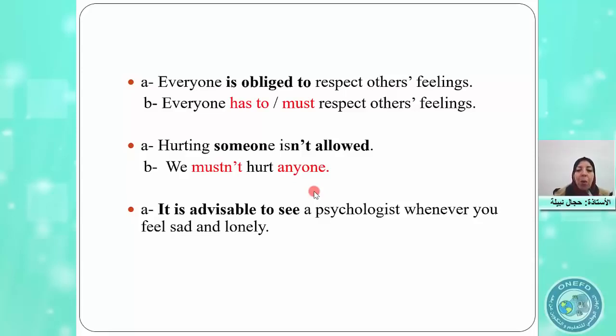We mustn't hurt anyone. So you can see that we have used the modal mustn't to express prohibition, and someone becomes anyone because our sentence is negative and the negation precedes the word anyone.